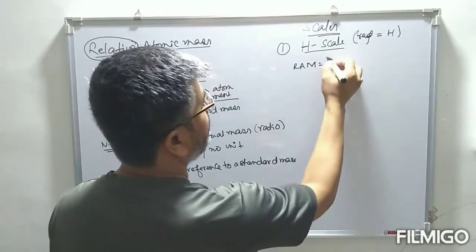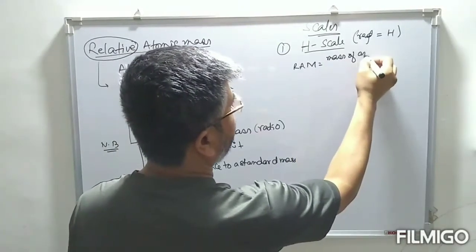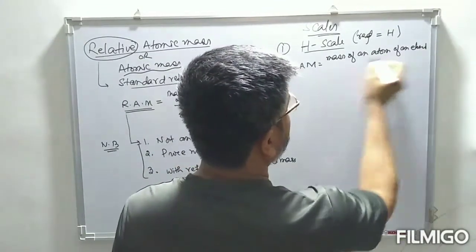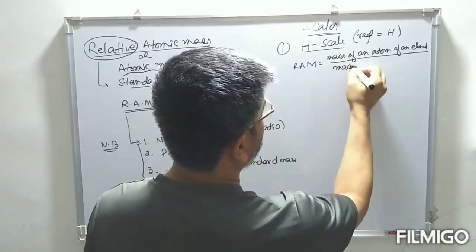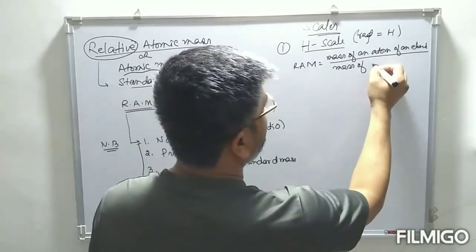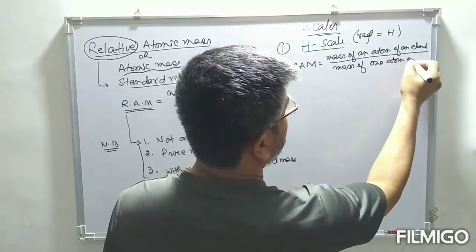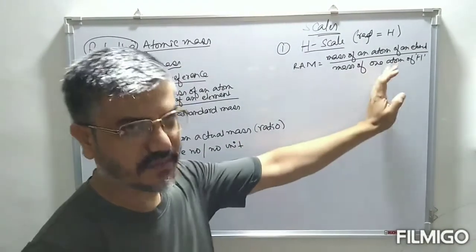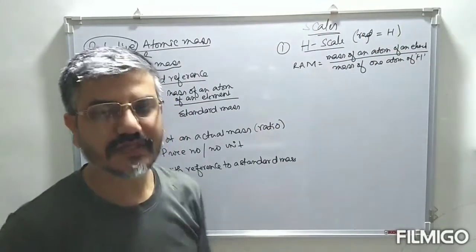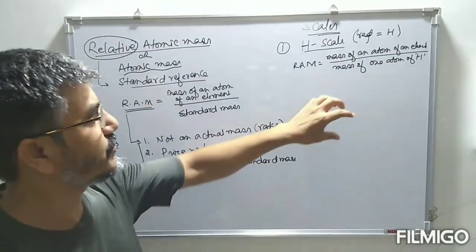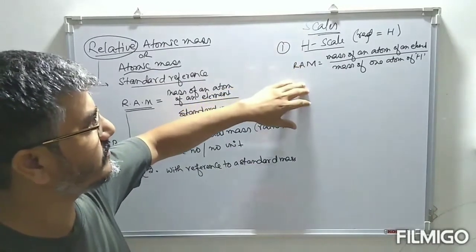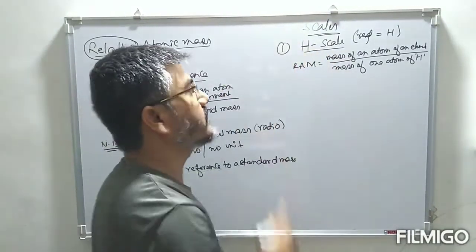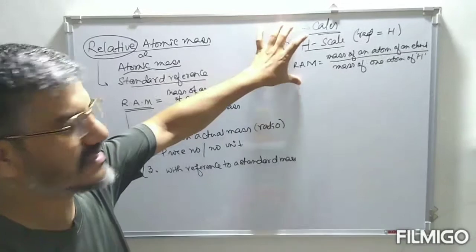is defined as the mass of an atom of an element divided by the mass of one atom of hydrogen. So hydrogen being the lightest element, being the simplest element, was considered to be the standard reference. So taking this ratio, we have the relative atomic mass which is defined in terms of the hydrogen scale.